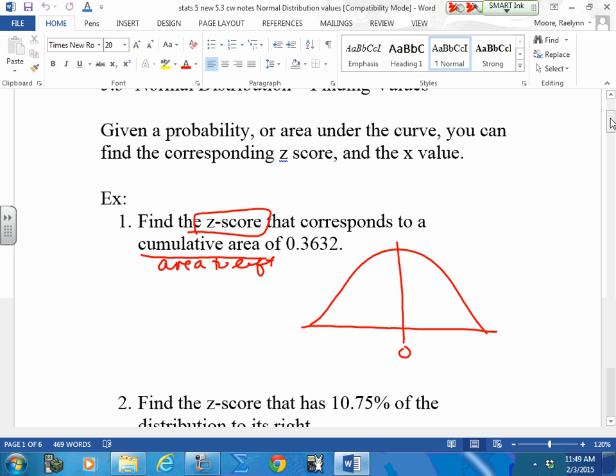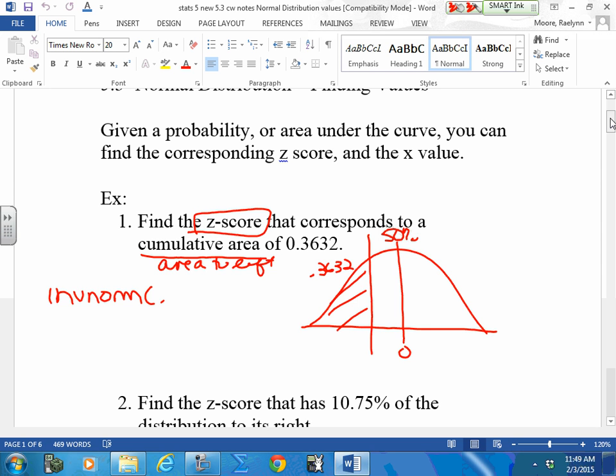Now, in my curve, would I find 36% of my curve below the zero or above the zero if I'm reading from left to right? To the left. Good. This is my 50% cutoff, isn't it? So 36% would be somewhere here. So do I expect my z-score to be positive or negative? Negative. So I do my inverse norm.